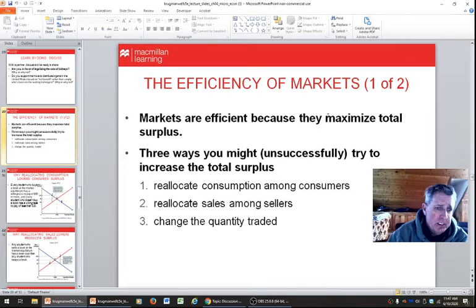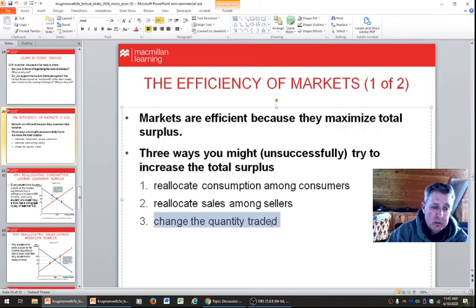Markets are efficient because they maximize total surplus. You see, there are 3 ways you might unsuccessfully try to increase total surplus. You could reallocate consumption amongst consumers, reallocate sales amongst sellers, and change the quantity traded.